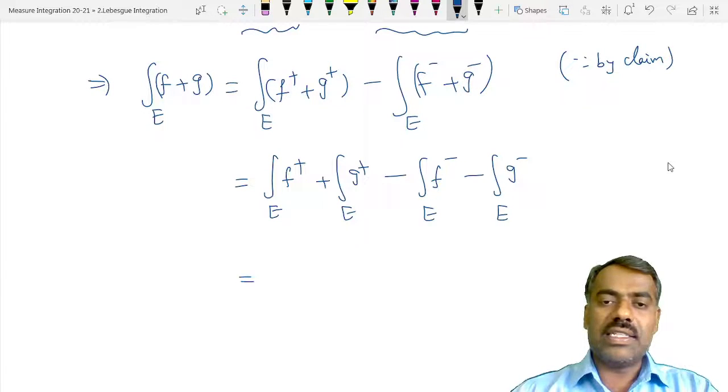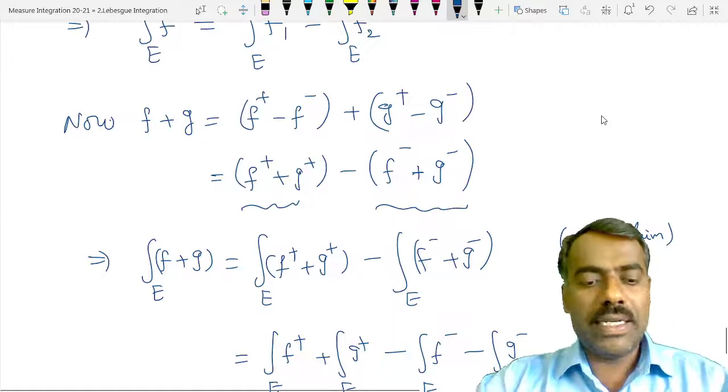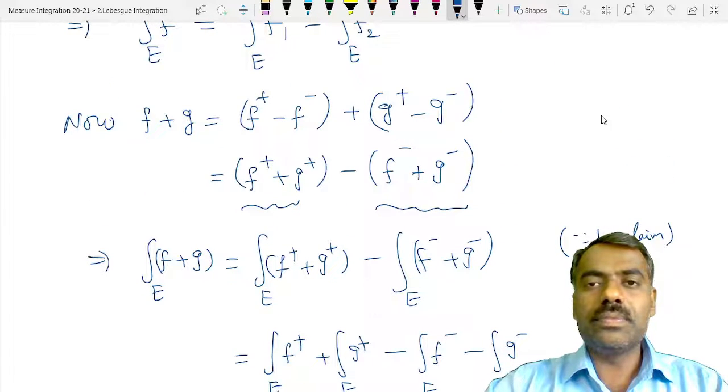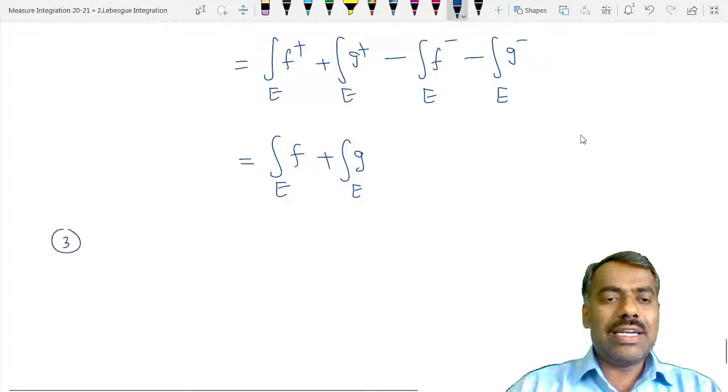Right? This is the same as, if you combine this, you will get integration of f over e, plus if you combine these two, you will get integration of g over e. So that proves the linear property. Is this clear? Now the third one is not at all difficult.